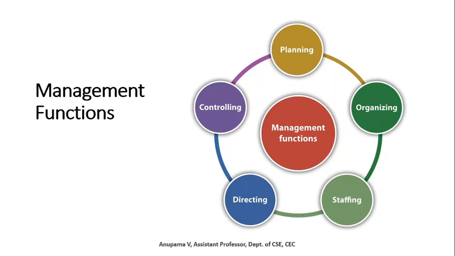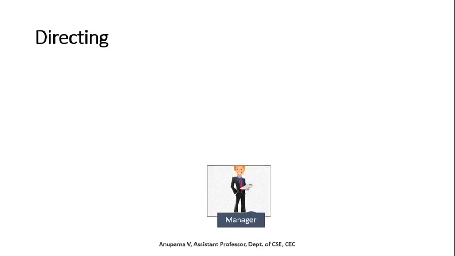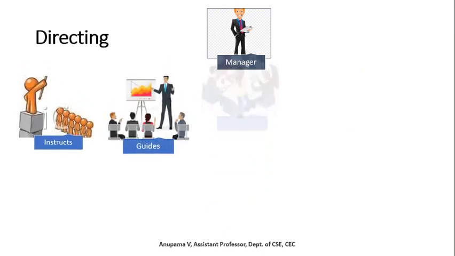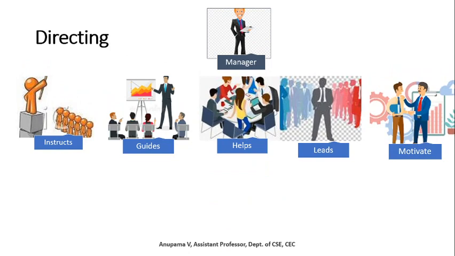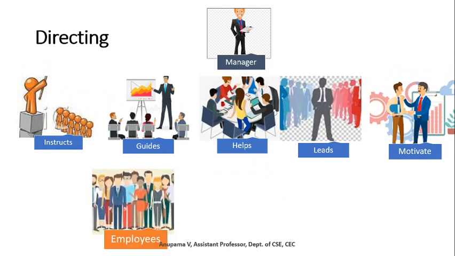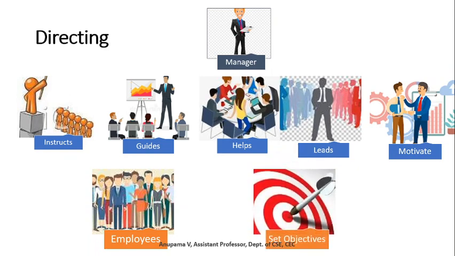In this video, I will discuss what is directing, what are the nature and characteristics of directing, and elements of directing. In directing, a manager instructs, guides, helps, and leads and motivates employees towards the accomplishment of organizational goals or set of objectives of the organization. Directing refers to a process or technique of instructing, guiding, inspiring, counseling, overseeing, and leading the people towards the accomplishment of organizational goal. It is a continuous managerial process that goes on throughout the life of the organization.